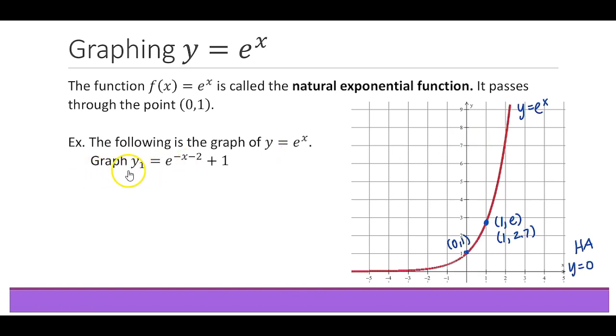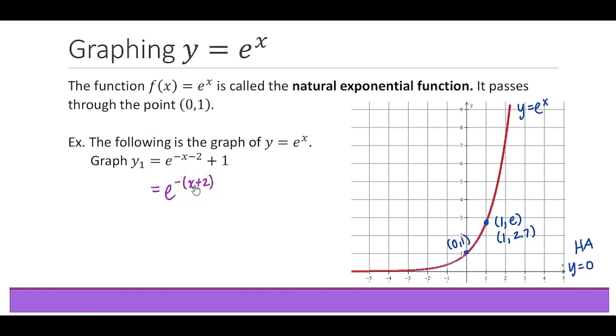So we're going to go ahead and graph y1, which is e to the negative x minus 2, all that's in the exponent, and then plus 1. So we're going to go ahead and think about this using transformations, but there's one little piece that we have to go ahead and talk about. So the way that this is written currently, I have e to the negative x minus 2. So what I have to do is I have to factor out a negative there. So I have negative and then times the quantity x plus 2.